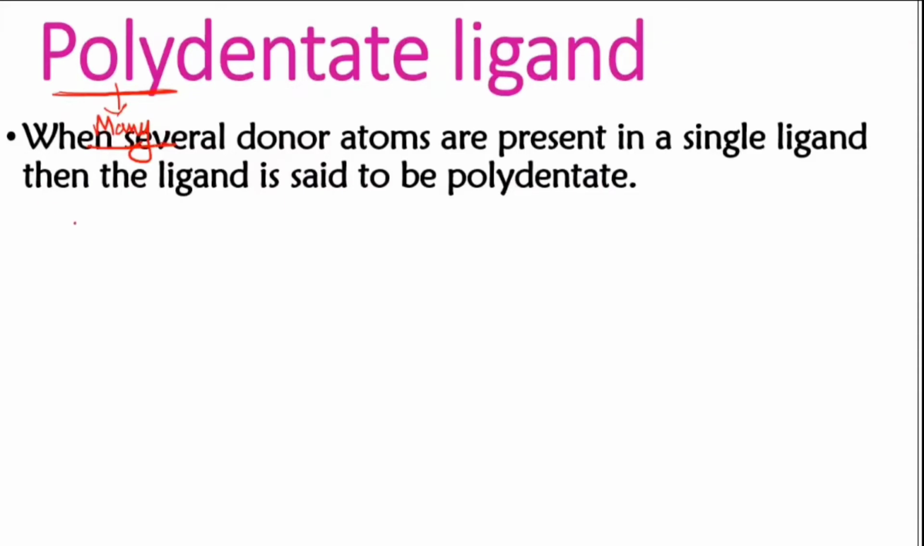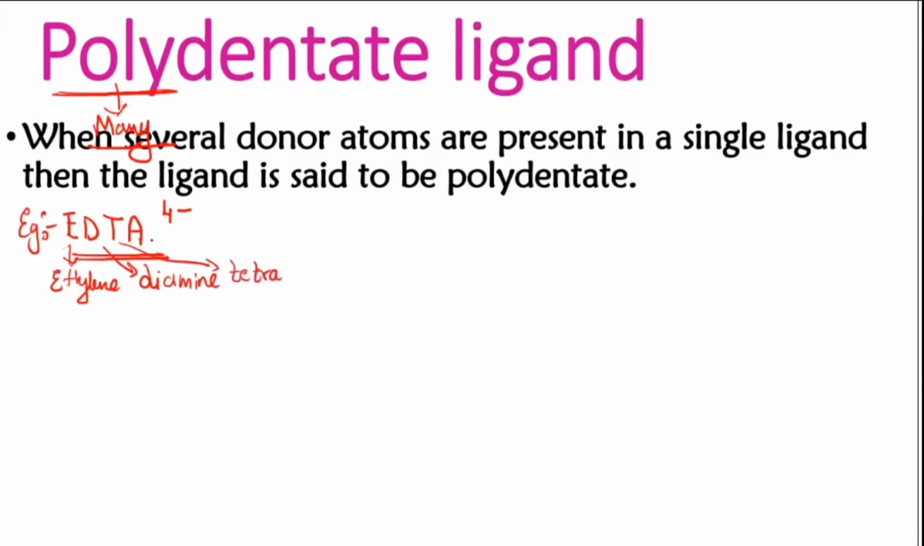Now one example for this is EDTA 4 minus. This particular molecule is the example for polydentate ligand. Now the full name of this particular molecule which I have given here: E is here ethylene, D is for diamine, then T here is tetra, then A is for acetate. Tetraacetate ion. It's an ion. They are in the ion form and then they can donate many electron pairs.